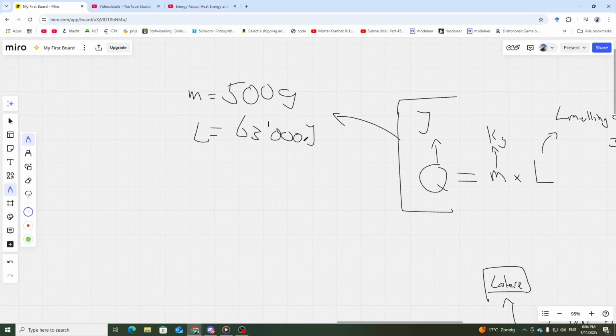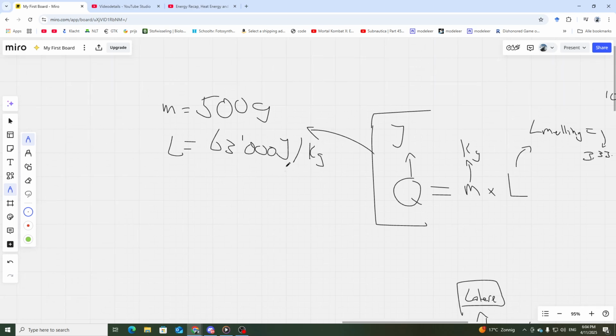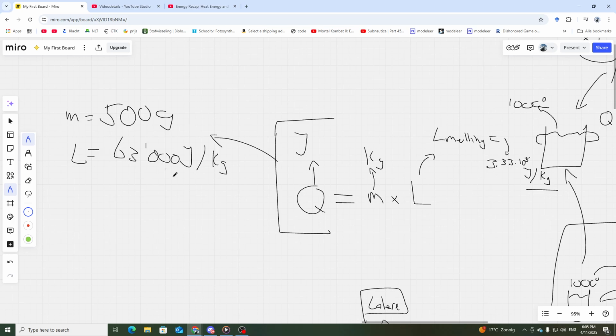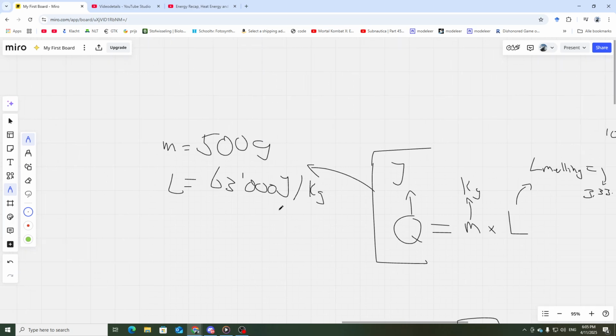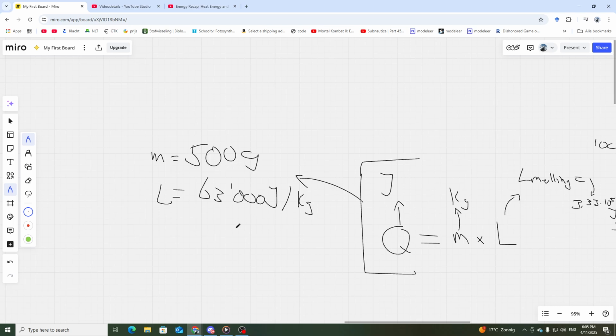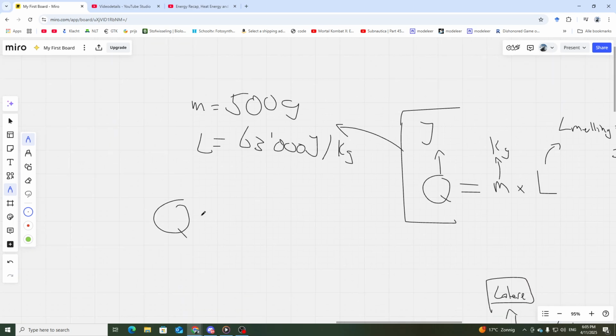63,000 joules per kilogram. And now again, what does that mean? It means that I need a total of 63,000 joules to melt 1 kilogram of gold. And as you can see, that's different to that of ice. Yeah, these are different numbers because they're different materials. There's a different amount of energy needed to melt gold than to melt ice. Now, what is the energy needed to melt half a kilo, right? Because 500 grams is 0.5 kg.